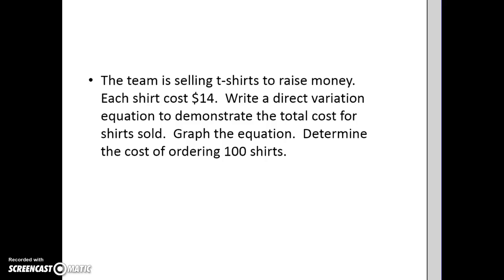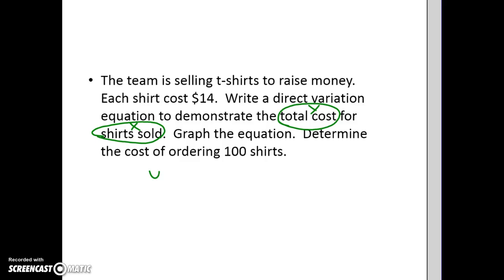Another real world problem. The team is selling t-shirts to raise money. Each shirt costs $14. Write a direct variation equation to demonstrate the total cost. Total cost is my y for shirts sold. Number of shirts sold is my x. Graph the equation and determine the cost of ordering 100 shirts.